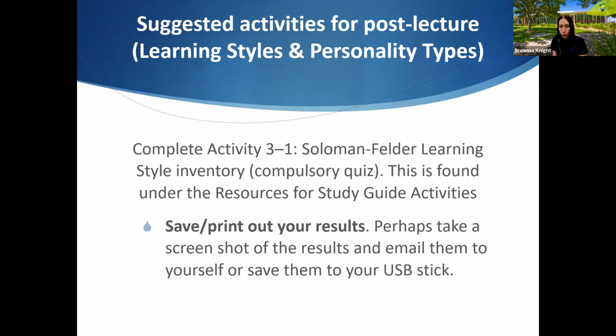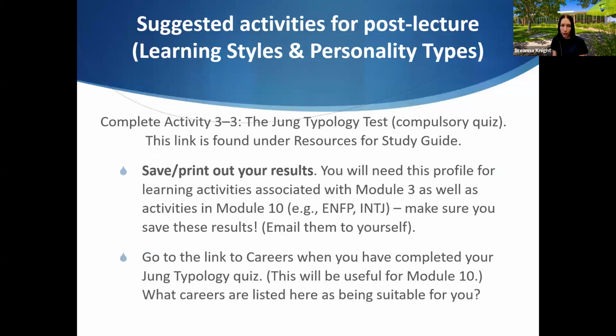So they're all on Moodle. There's a link there. This is the Solomon Felder one. It's activity 3-1, and there's just a link there to it. Make sure you save it, print it, whatever, email it to yourself. The Jung typology test is activity 3-3. Same thing, make sure you keep it.